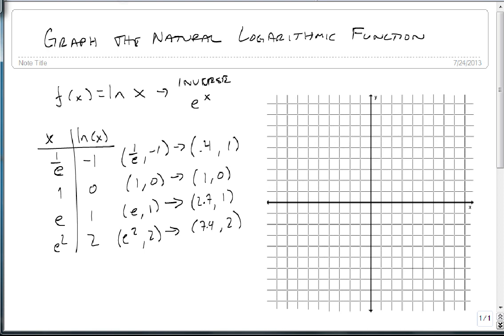We're going to start with graphing 0.4. That should be a -1, not a 1. Changes everything if it's not. 0.4, minus 1, 1, 0, 2.7, 1, and 3, 4, 5, 6, 7, 7.4, 2. And we draw a line that hugs that one, comes up, and then darts over right away. And that's the graph of the natural logarithmic function.